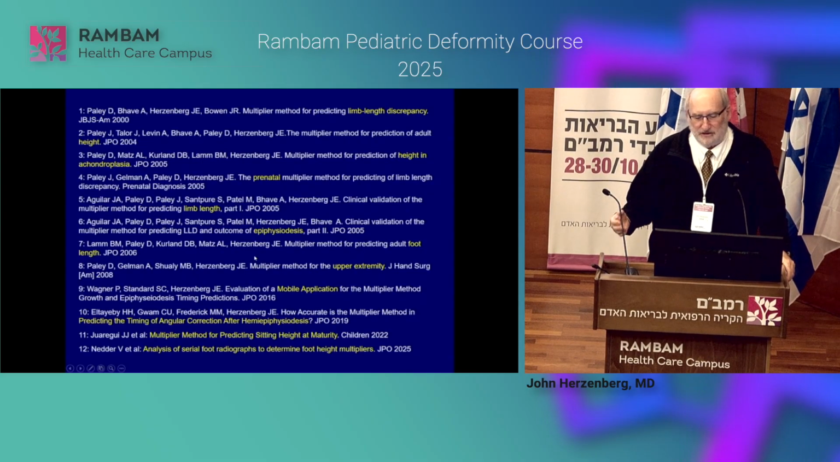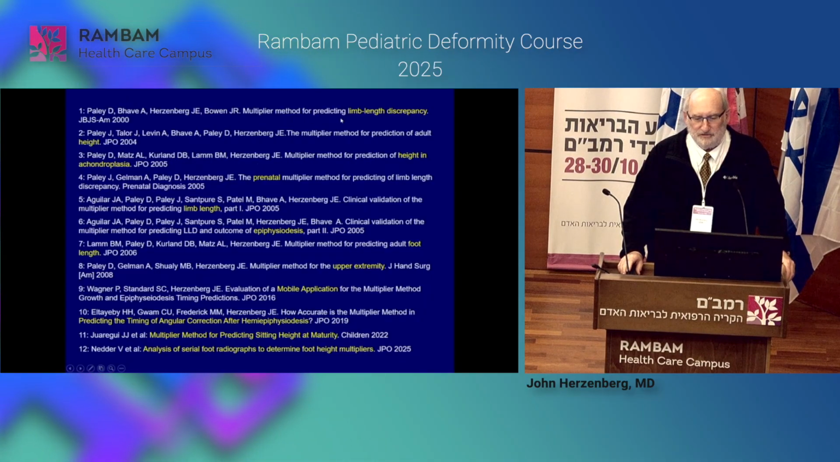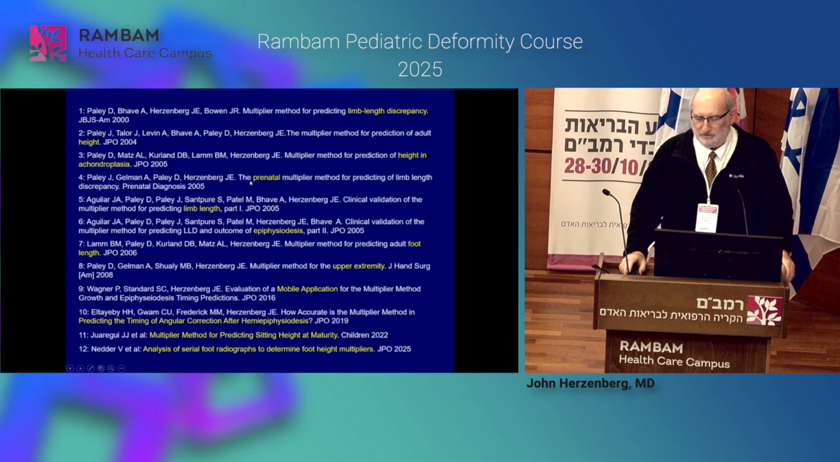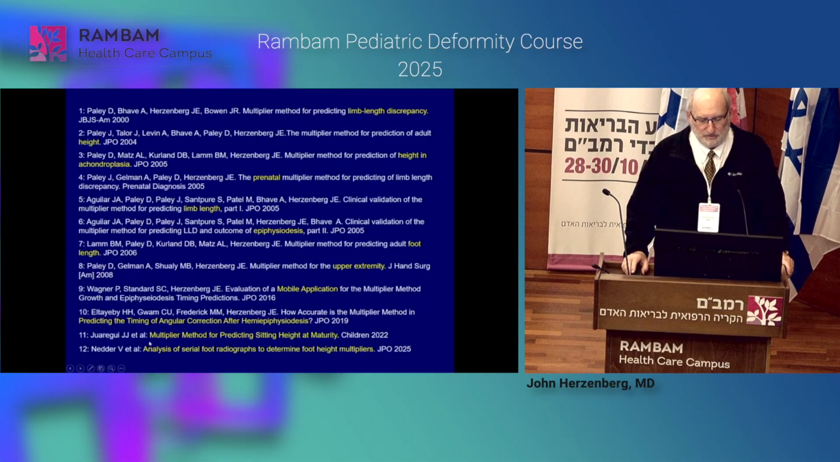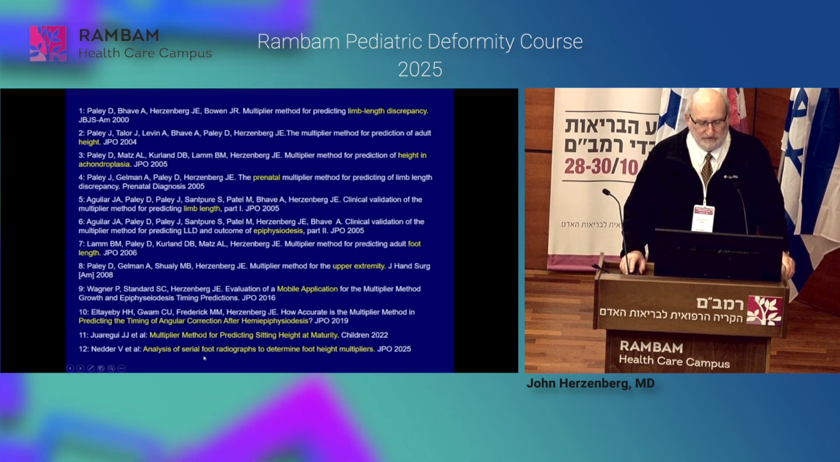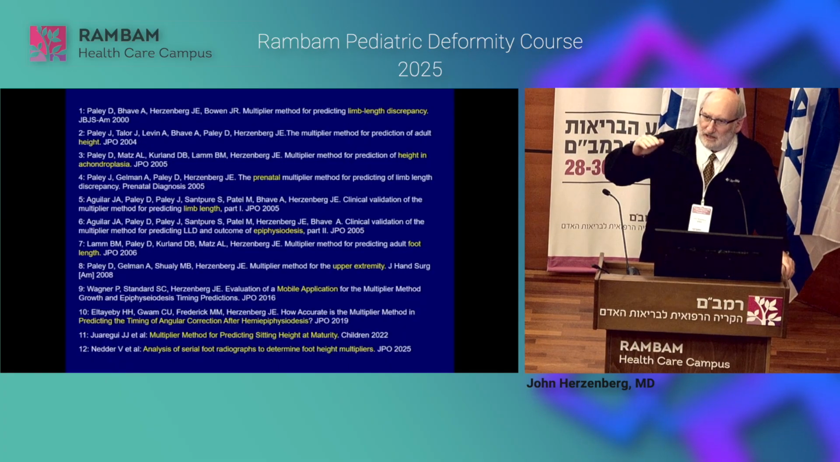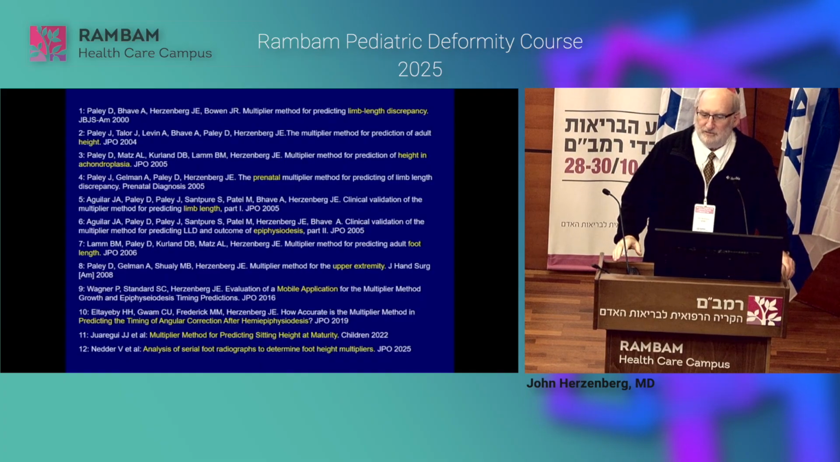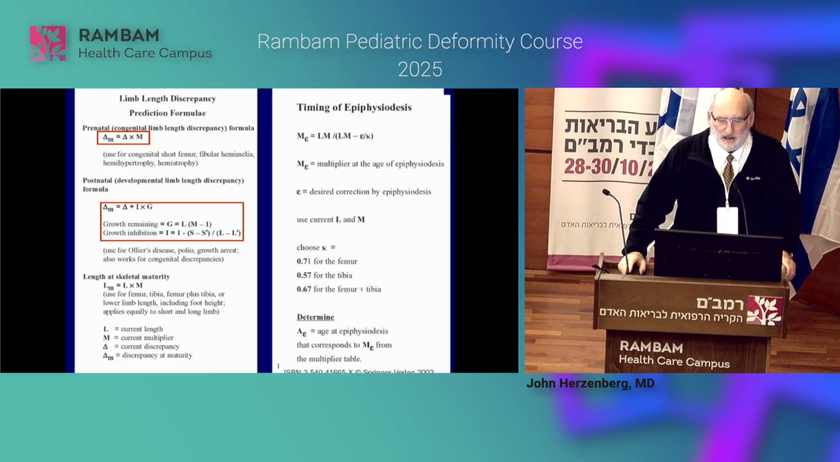And we published at least a dozen articles on all different aspects of the multiplier and confirming its validity, and even a prenatal multiplier and a multiplier for achondroplasia, et cetera, et cetera. The most recent, we published in JPO in 2025, a foot height multiplier, because the foot height, the height from the ankle to the floor, is a different multiplier than it is for the tibia and the femur, a little bit, but it turns out it's not that clinically important.